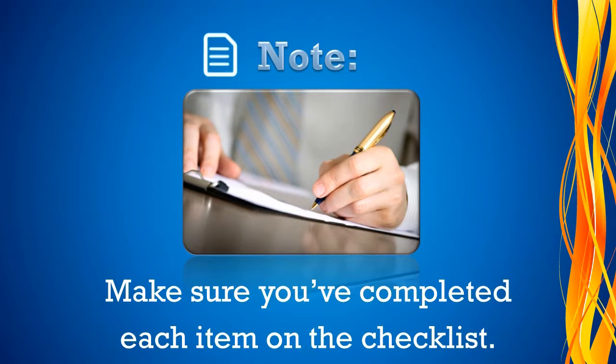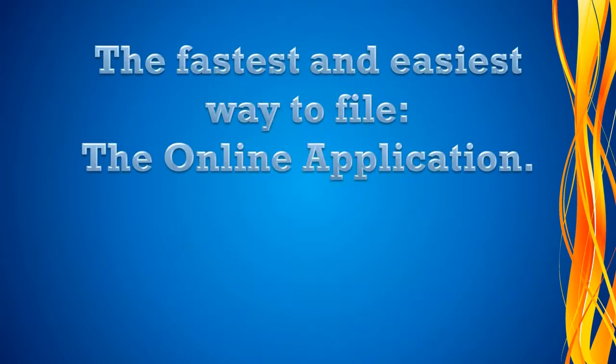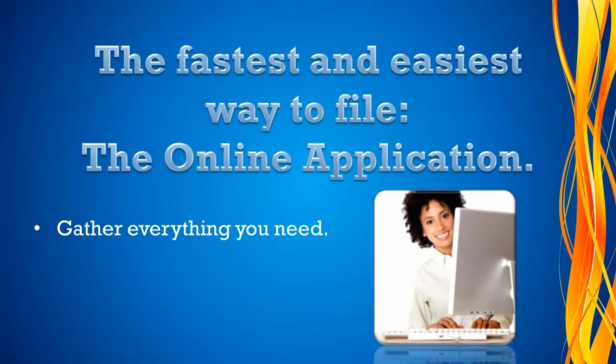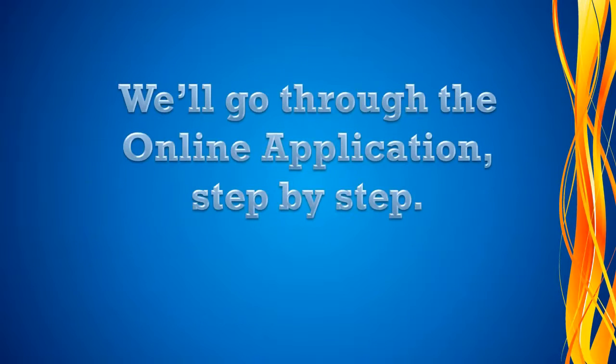There are a few ways to apply for disability, but the fastest and easiest way to file your claim is online at Social Security's website. You can gather all of the information you'll need before you start the application. It is much less stressful to have everything organized and ready before you begin. You can work at your own pace and take as much time as you need to think about your answers before you enter them. In this video, we'll go through the online application step by step.